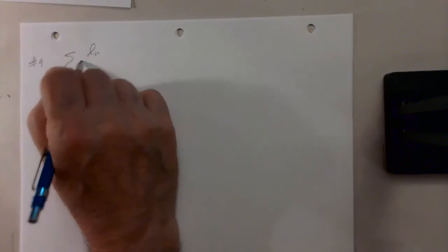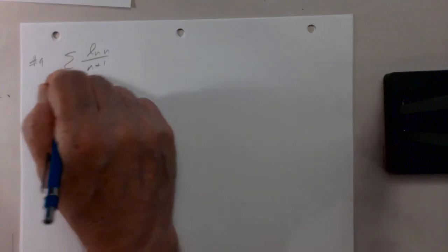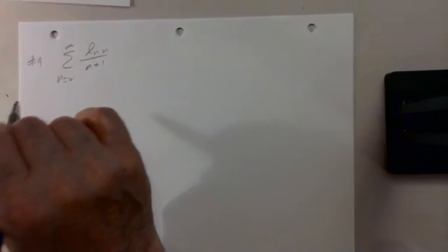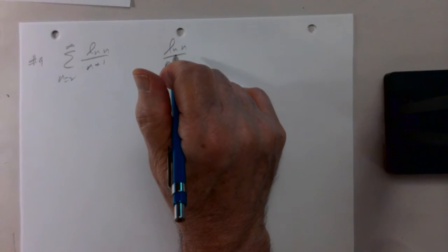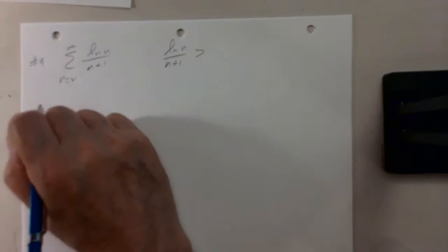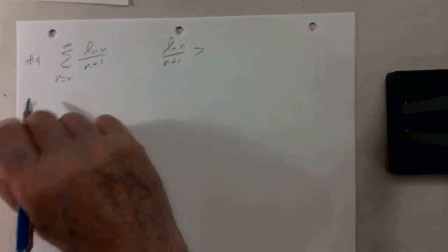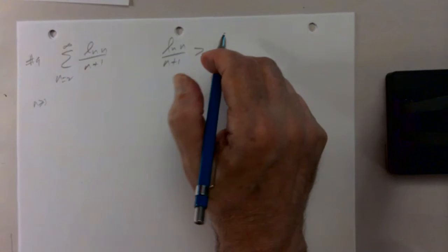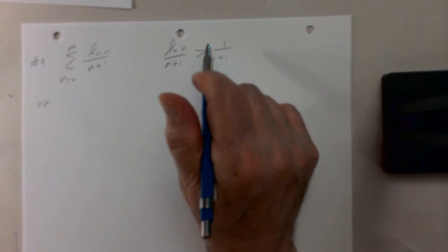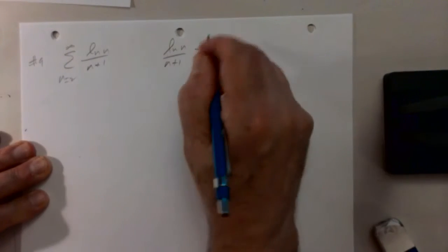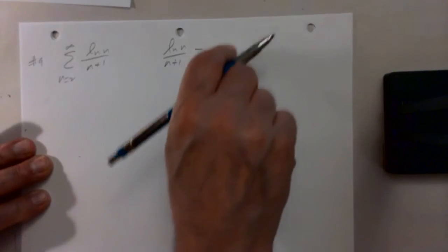Let's look at number 9. Summation log n over n plus 1. Now, if I look at the term log n over n plus 1, that's going to be bigger, at least for n greater than or equal to 3. This is bigger than 1 over n plus 1. In fact, if we want something that's true for all n, I could just make this a half times 1 over n plus 1. It doesn't really matter.